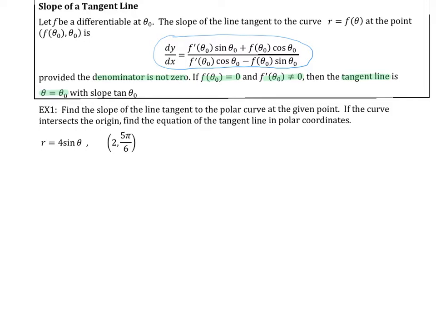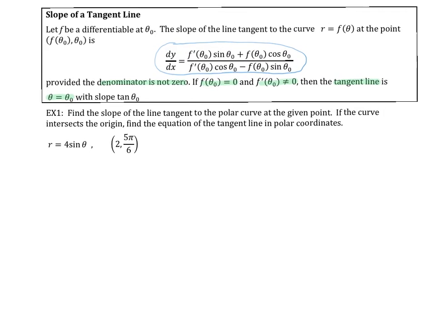Let's look at example 1. It says to find the slope of the line tangent to the polar curve at the given point. So that's what I'm going to do first. Slope of a tangent line means I have to find the derivative. Now the second part of this example says if the curve intersects the origin, so that has nothing to do with the point that I was given, find the equation of the tangent line in polar coordinates. So there's two things going on here.